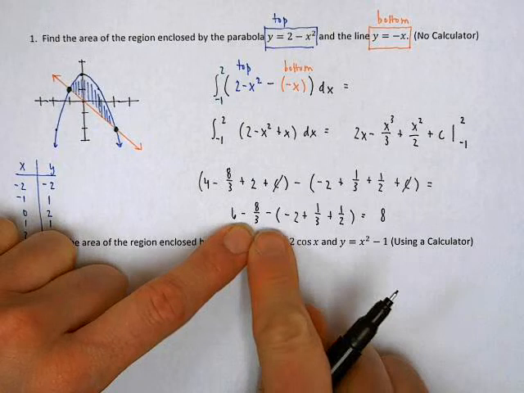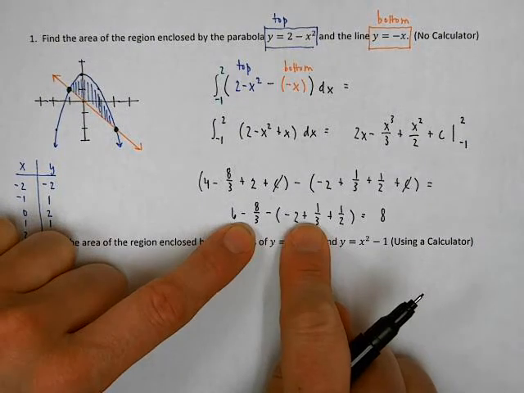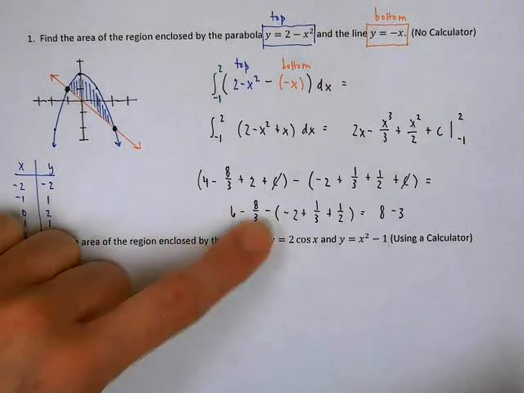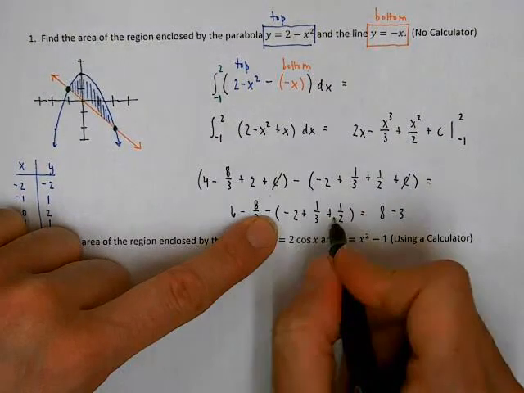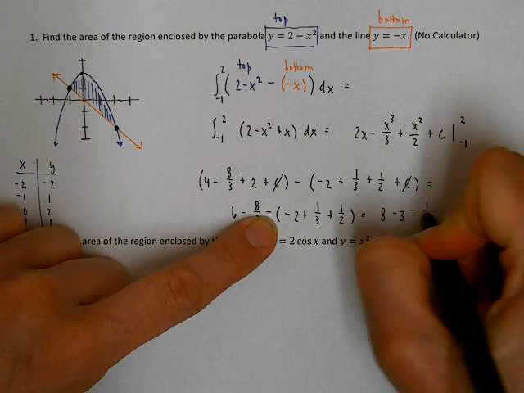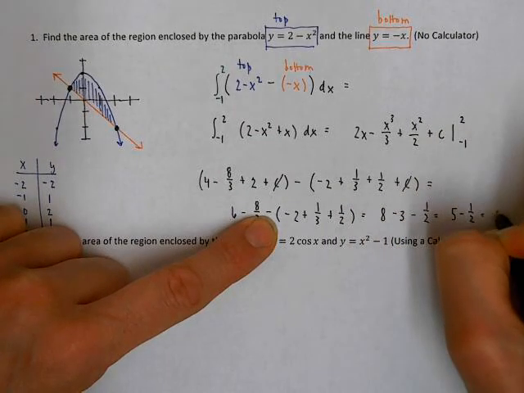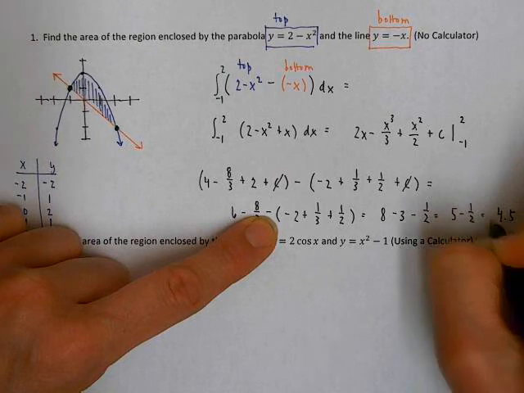Then I have -8/3 minus 1/3, which is -9/3, which is -3. And then negative times positive is -1/2. So I get 5 minus 1/2, or 4.5.